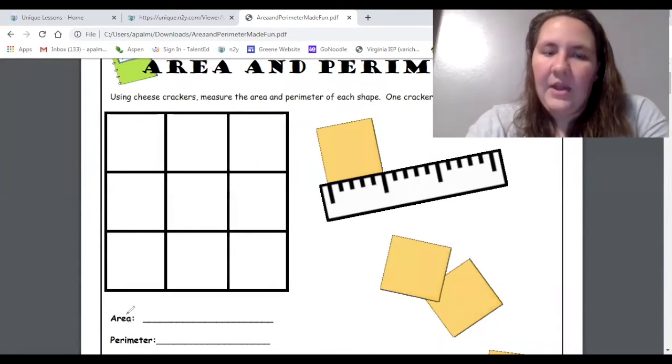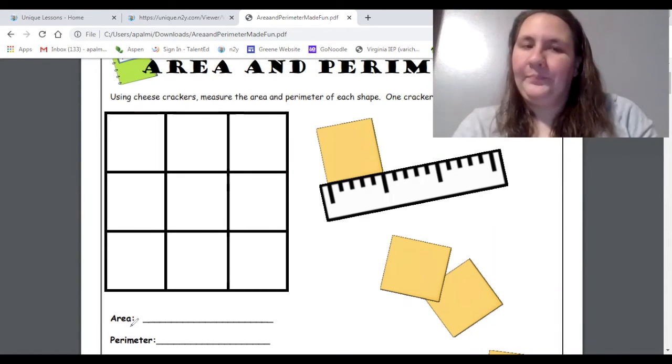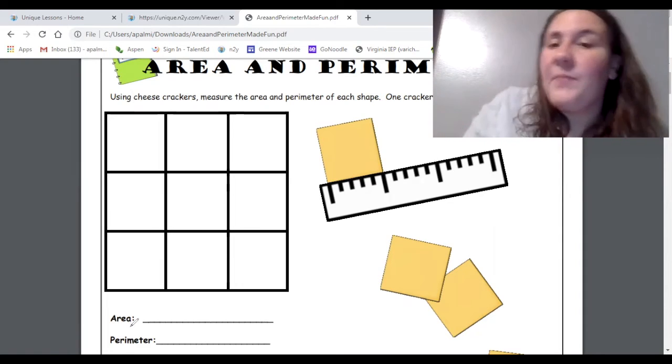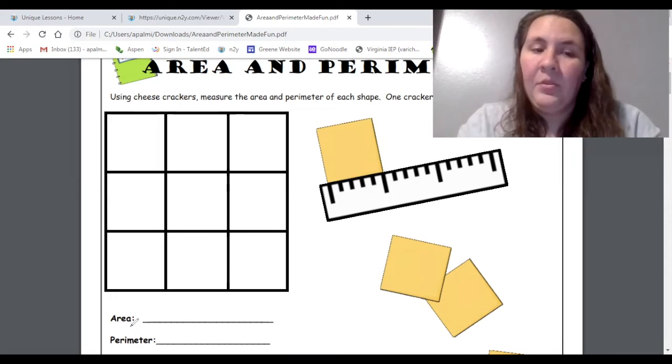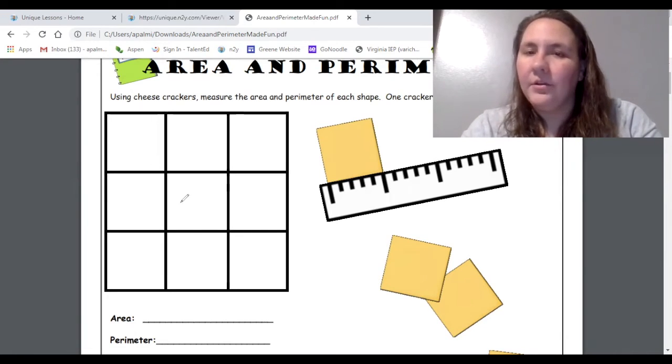We need to find the area first. Is area on the inside or on the outside? Good, yeah. Area is the inside. That's how much space is all the way in the shape, right? So area, all we have to do is put our dots and count how many there are. So let's do that together.